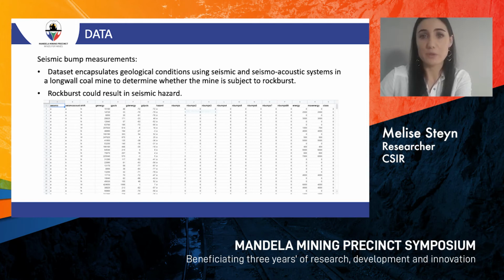For the class attribute, the number 1 indicates a hazardous state, which means that a high energy seismic bump, which is usually more than 1,000 joules of energy, occurred in the following shift, whereas the number 0 refers to a non-hazardous state where no high energy seismic bump occurred in the following shift. So the objective of this part of the study was to develop a machine learning model to determine whether a hazardous state can be expected in the next shift by considering the geological measurements of the current shift as input.